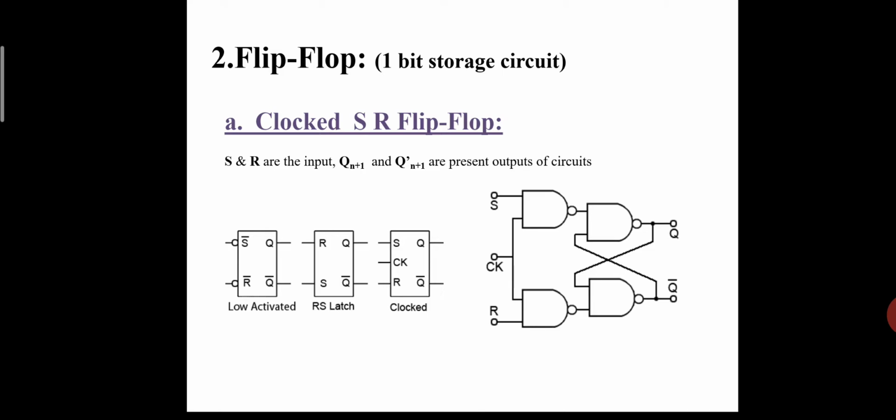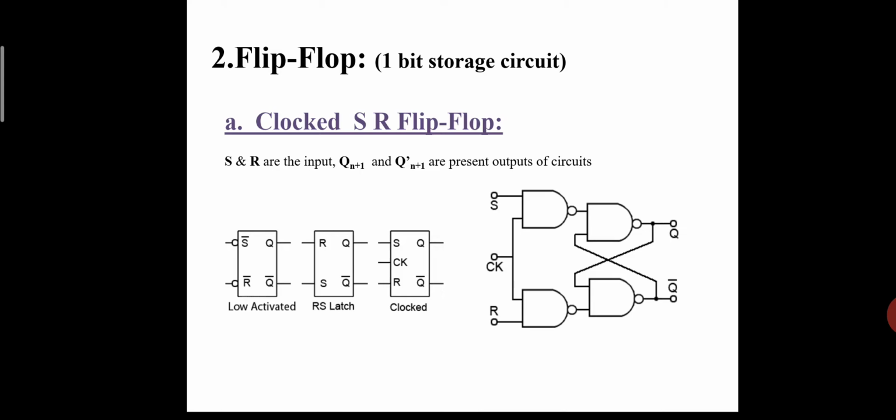So let us discuss the first integral part of sequential circuits, that is flip-flops. A flip-flop is nothing but a 1-bit storage circuit. A flip-flop is a combination of the SR latch and one more set of NAND gates or NOR gates used to feed the clock input. The clock is nothing but a positive square wave, which has a positive level and a negative level.